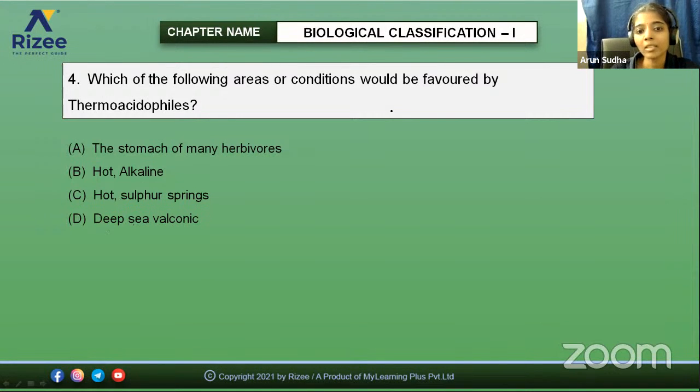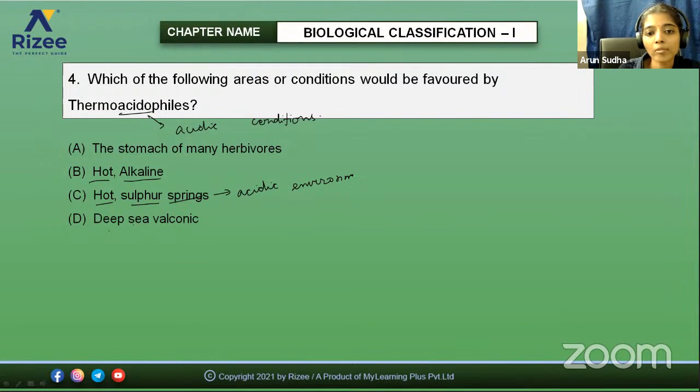It's not option B, Sophia. For example, in option B, it is written as hot alkaline. Here it is acidophile, that is, they will exist only in acidic conditions and not in alkaline conditions. But here it is hot alkaline, and in the case of option C, it is hot sulfur springs. So the sulfur springs provide the acidic conditions which are required for the growth of these thermoacidophiles. So this is the acidic environment. So C is the correct answer. Are you clear with that now? It's not option B, it is option C.